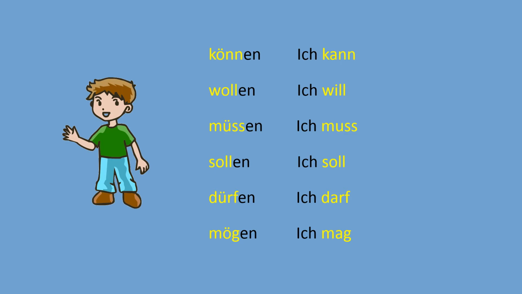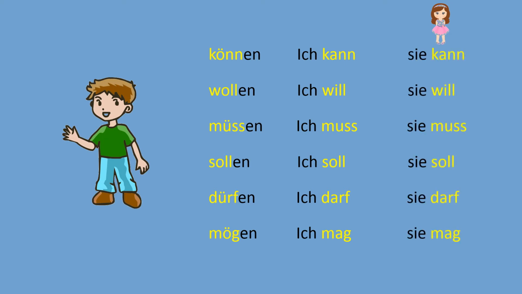When you use them with du, you, my friend, so informal du, you use the same forms which are highlighted yellow in the second column. You just put the ending st at the end. And for the third person singular, for example, when one girl says this, you will use the same forms as for the first person singular. She can do it, she wants to do it, she must. So we use sie kann, sie will, sie muss, sie soll, sie darf, sie mag. Okay, so specific forms, please memorize them.